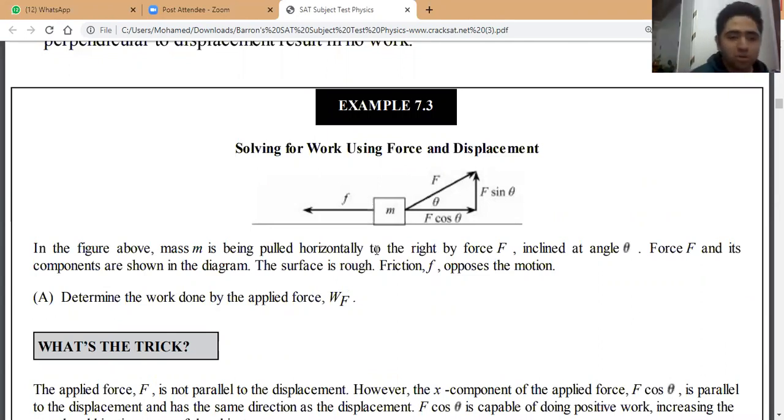Mass M is pulled horizontally to the right by force F, inclined at angle theta, and force F and its components are shown in the diagram. The surface is rough, so we have friction, small f, opposing the motion. Determine the work done by the applied force F. Try to pause the video for a moment and figure it out for yourself. If you can do it, let's do it together.